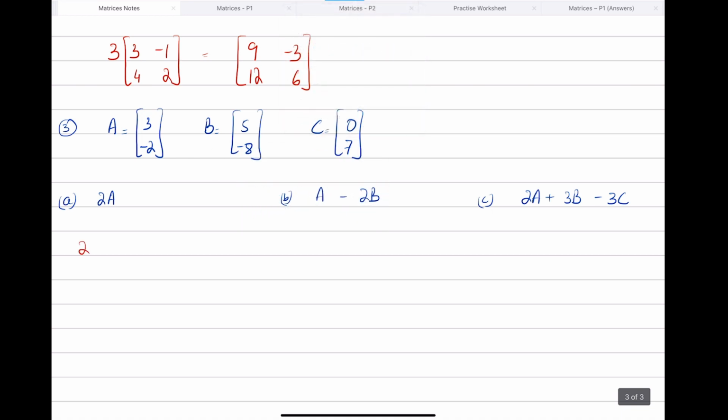So 2a is pretty easy, it's a no-brainer. All you have to do is take 2 and multiply the elements of a by 2. So what happens when you do that? 2 times 3 is 6, 2 times minus 2 is minus 4. And that's it. That's the answer to part A.